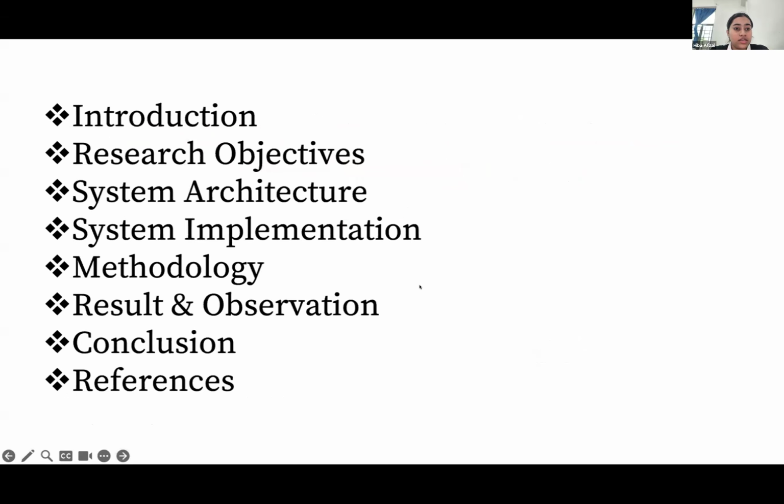This presentation includes the introduction of our research, the research objectives, system architecture, system implementation, the methodology that we have adopted, the results and observations, the conclusion, and the references.